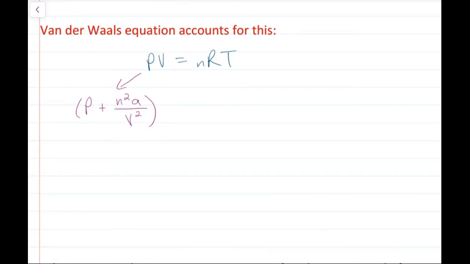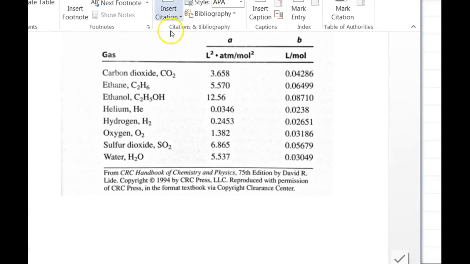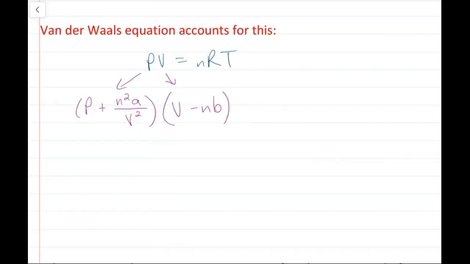And then volume is also accounted for. So instead of just saying V, we're going to say V minus number of moles times a different constant. And this constant is b, which accounts for the volume of the gas particle itself. So if you look in this other column, larger particles, like ethanol, have larger b values, whereas really small ones like helium and hydrogen have really small b values because the molecules or atoms themselves don't take up a lot of space. And then the rest of the ideal gas law is the same.